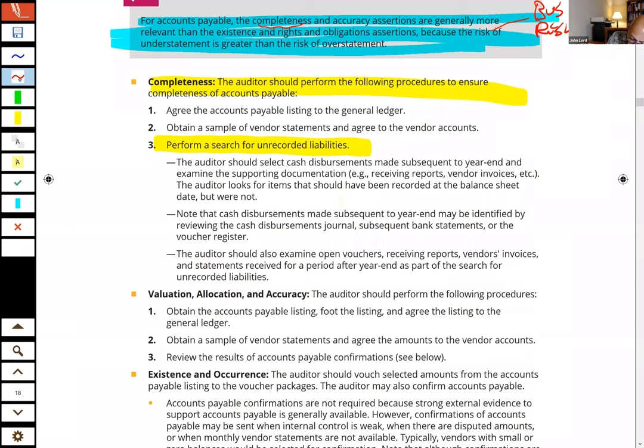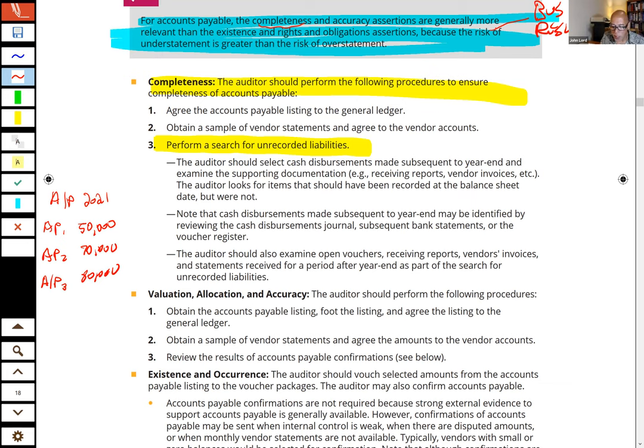Now, when you perform a search for unrecorded liabilities, let's do an example. Let's say I am looking at my client's accounts payable for 2021, and I see account payable number one for $50,000, account payable number two for $70,000, and account payable number three over here for $80,000. Whatever. And I want to see if this is complete. I want to see if there is a liability that should have been recorded here that was not.